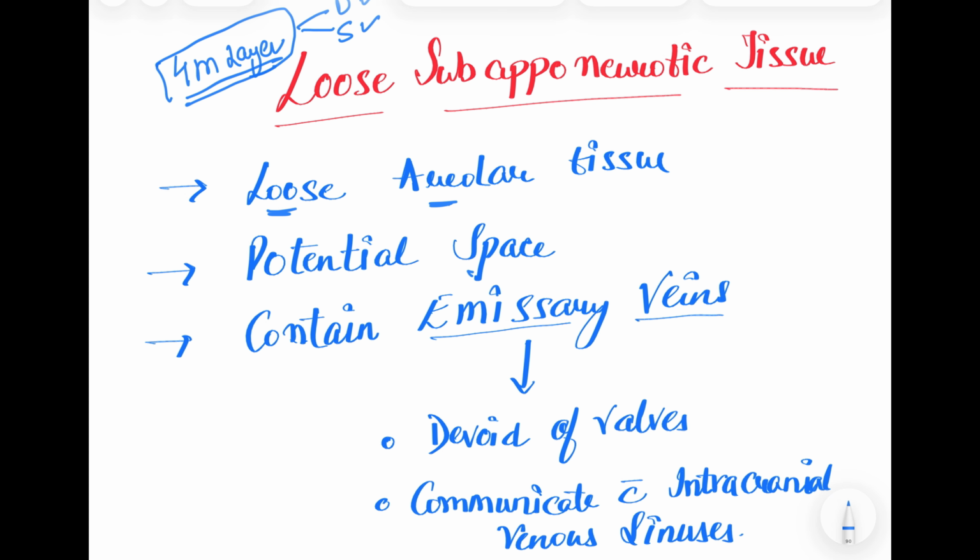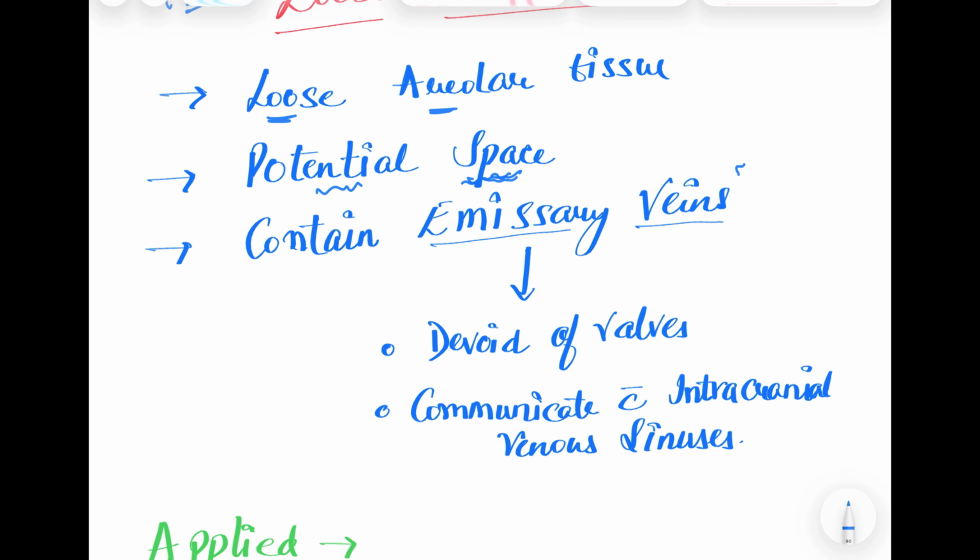Loose means it has a space, it has plenty of space over here. Another important thing is it has very important structures, that is the emissary veins. These veins do not have valves. So what are these veins going to do? This is my scalp, this is my intracranial area, this is my extracranial area. These veins connect my intracranial venous sinuses with my scalp region. So that's why emissary veins play a very important role over here.